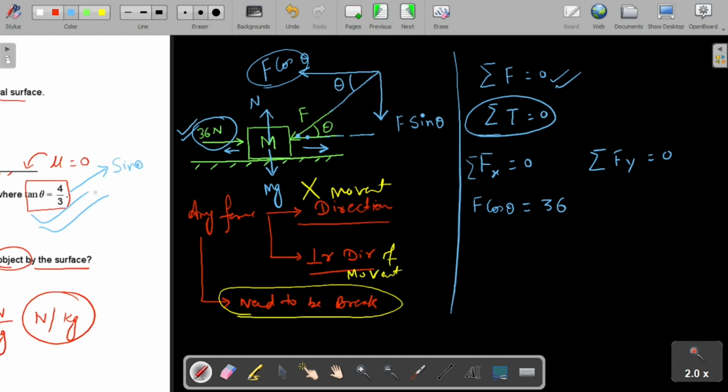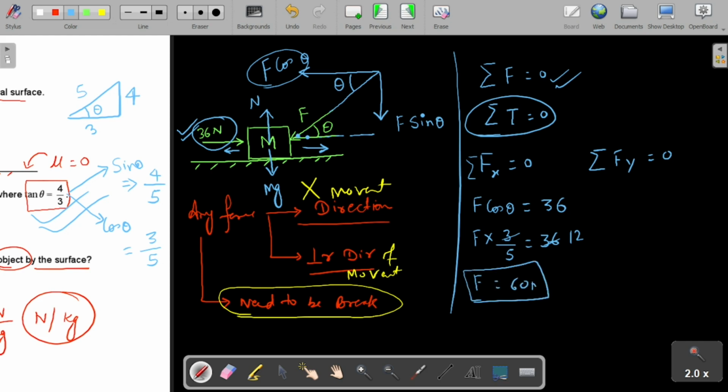from here you can get sin theta as well as cos theta very quickly if you draw a right angle triangle with this angle theta. So tan theta is 4 by 3, its perpendicular is 4, the base is 3, so the hypotenuse should be 5. So sin theta is perpendicular upon hypotenuse, that is 4 upon 5. Cos theta will be 3 upon 5, that is base upon hypotenuse. So f cos theta, 3 by 5 f, should be equal to 36. From here we can get f equals 60. So f is basically 60 Newton.